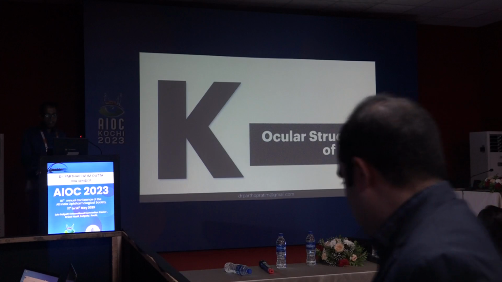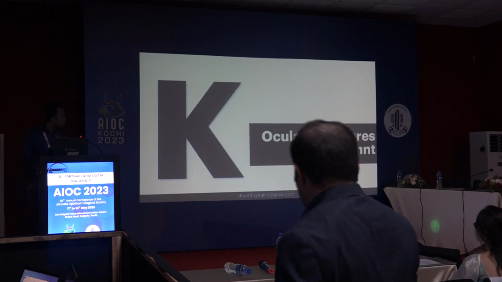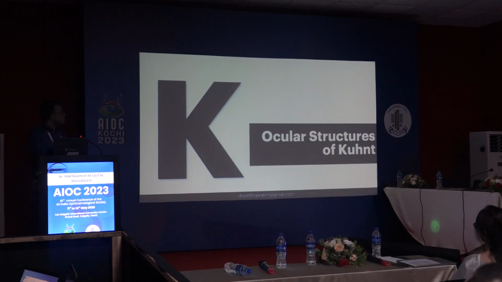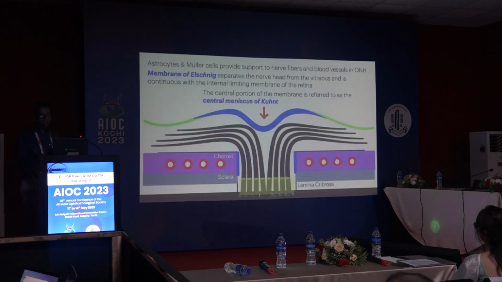So the next structure is a little different, because most of you don't pay attention when you read the anatomy of the optic nerve. That is called the ocular structures of Kuhnt. Now what is that? This is basically the astrocytes and Muller cells provide support to the nerve fibers and blood vessels in the ONH, and that's what, if you see here, is called the central meniscus of Kuhnt.